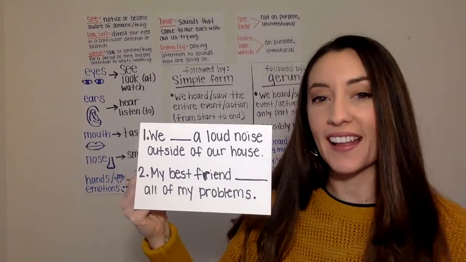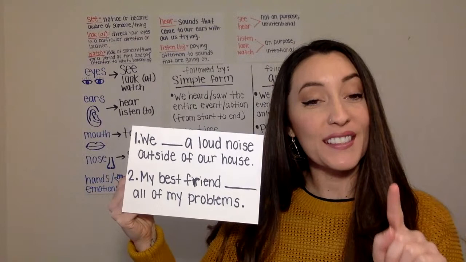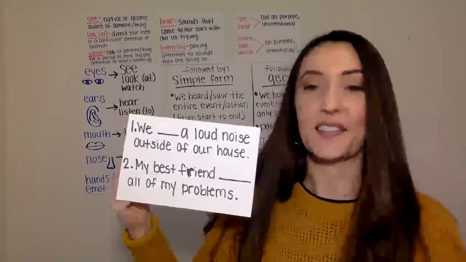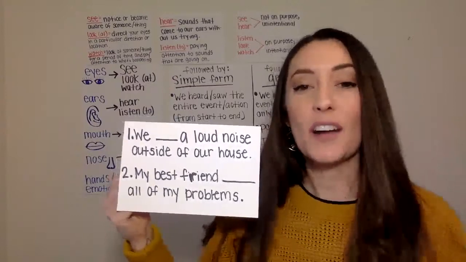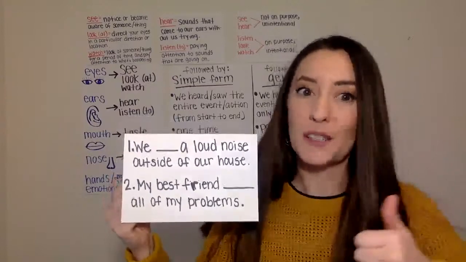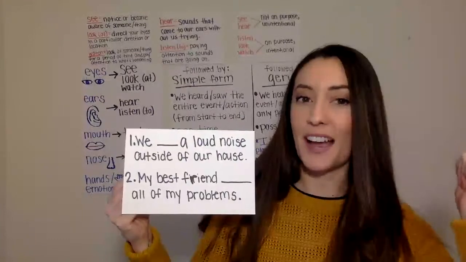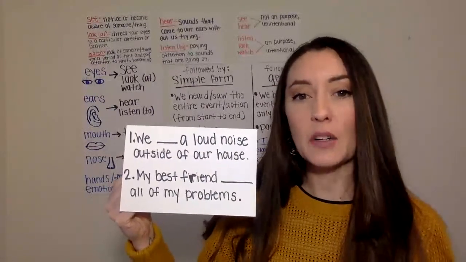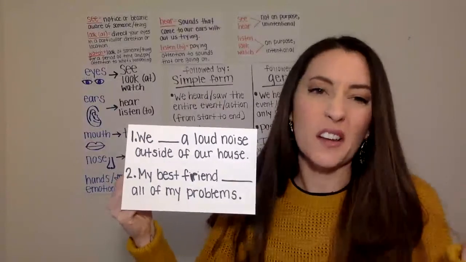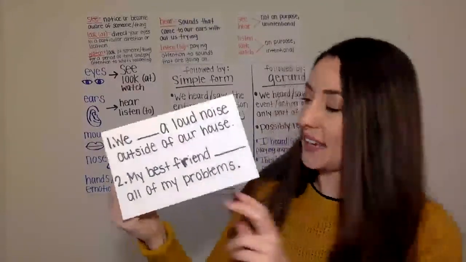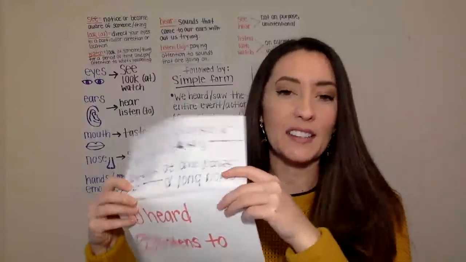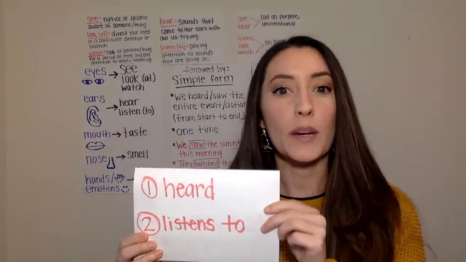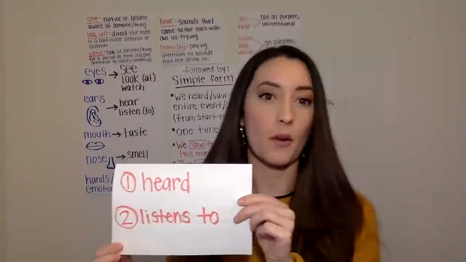So number 1, and remember, you need to put this in the correct tense. So maybe you need to put this in past tense, okay? So number 1 is using the verb hear, but we're going to put it in past. So what's the past tense of hear? We heard a loud noise outside of our house. You can also use present tense. I think I put past tense for the answer, but you can also say, we hear a loud noise outside of our house. Or we heard a loud noise outside of our house, right?